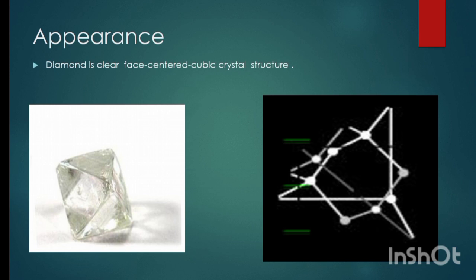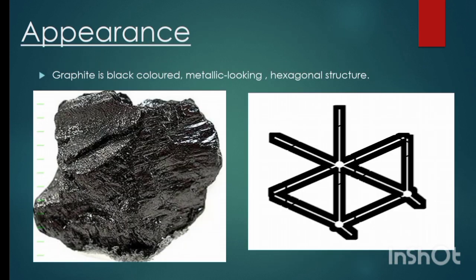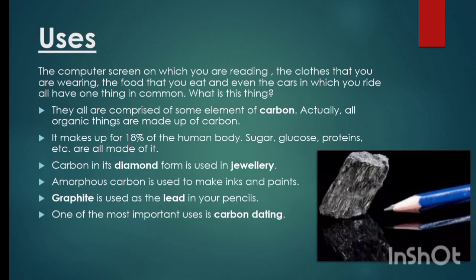appearance. There are two main forms of carbon in which it exists. Number one is diamond and number two is graphite. Appearance of diamond is like a clear face centered cubic crystal structure, you can see in these pictures, and graphite is a black colored metallic looking hexagonal structure.